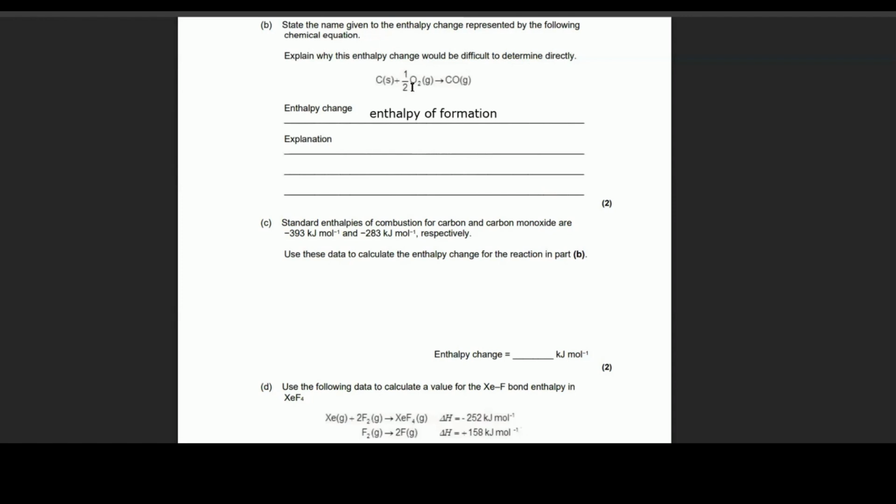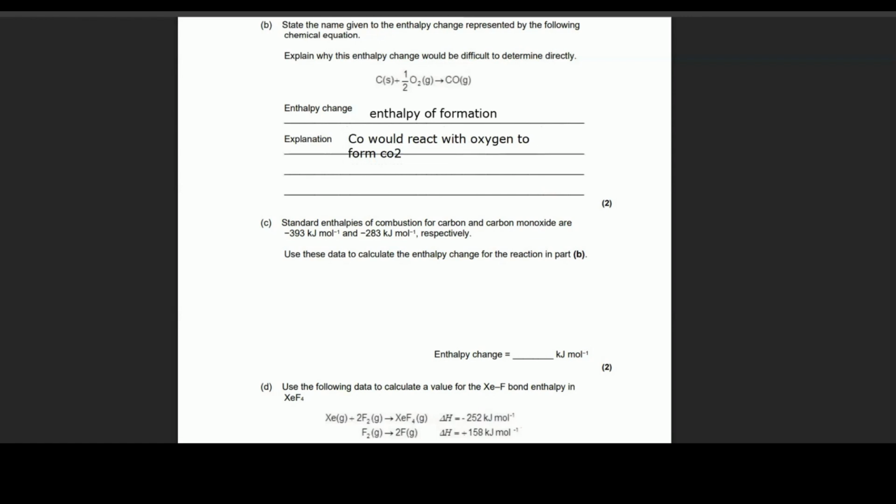Now, it does say explain why it's difficult to determine directly. Obviously, it's not often you're going to have exactly half a mole of oxygen hanging around. What's going to happen if you have more oxygen? If you have any more oxygen, this carbon monoxide is going to readily form carbon dioxide. So what we want to say is carbon monoxide would react with oxygen to form CO2.